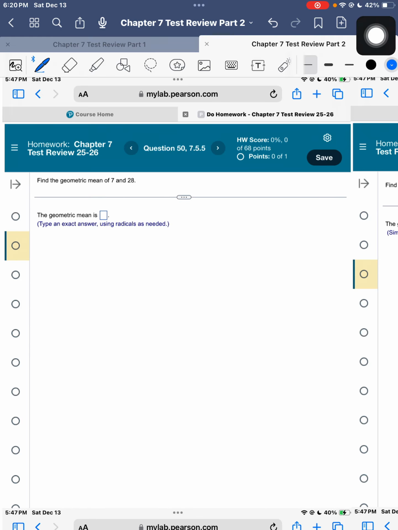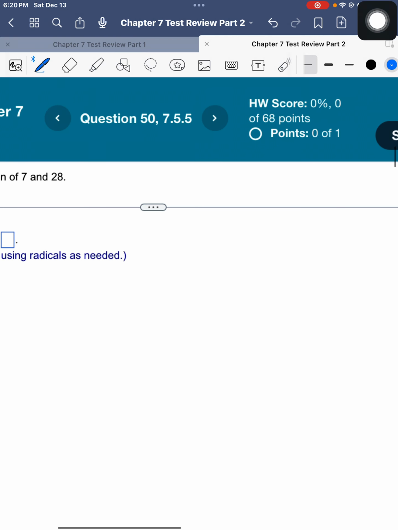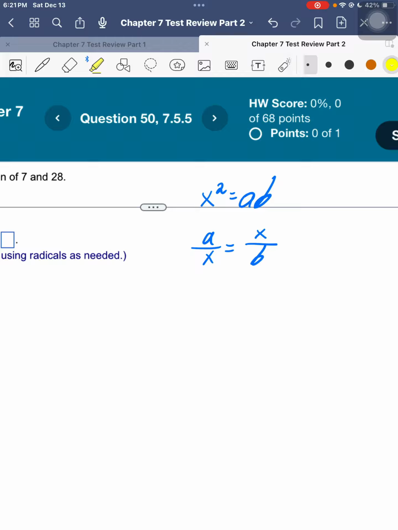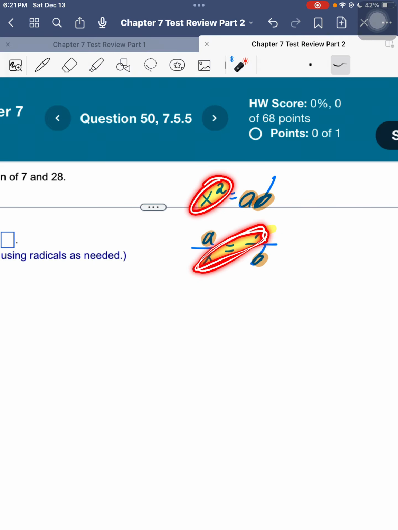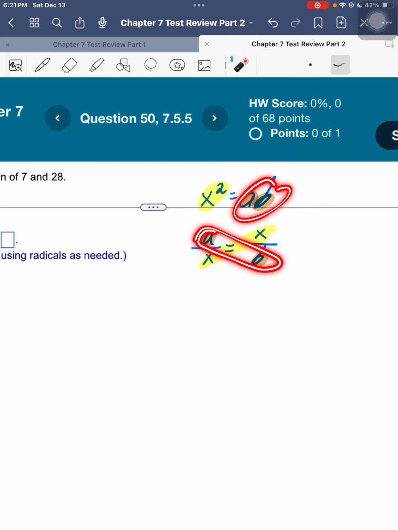So remember that geometric mean is, the way that I like to write it, is with this equation. But the other way we can write it is in this proportion, right? Because these are our means and these are our extremes. And the way we get the top one is by cross multiplying these two, okay? So x times x is x squared, and a times b is ab.